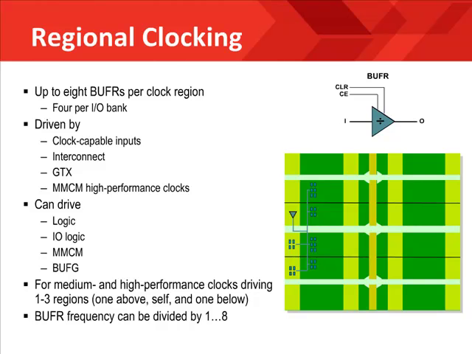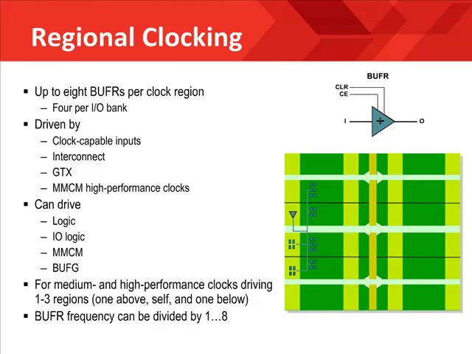And again, these can be driven by your clock-capable I/O pins, general interconnect, the output of the GTX transceivers, or your local MMCM's high-performance clock outputs. These can drive logic, I/O logic, other MMCMs, as well as the global routing resources or BUFG. For medium and high-performance clocks, driving 1 to 3 regions is really ideal and what these are intended for. So these are not your global routing resources.